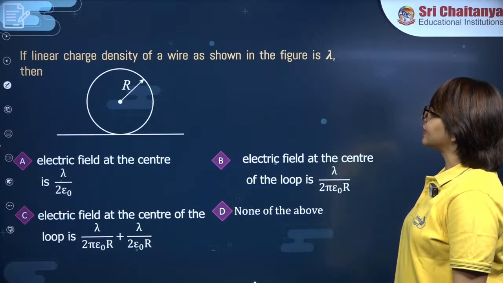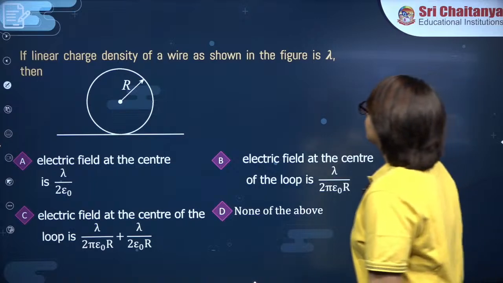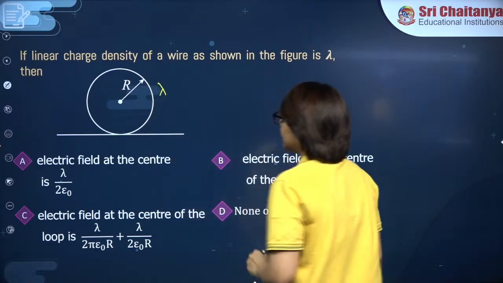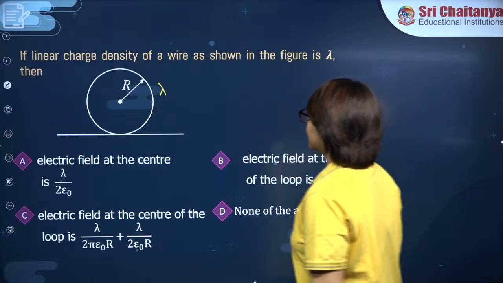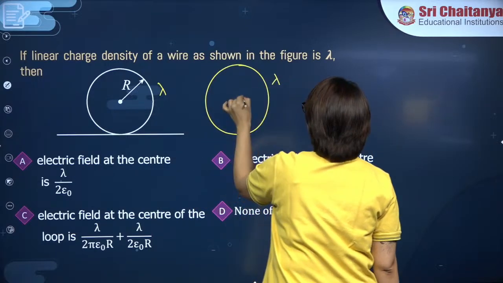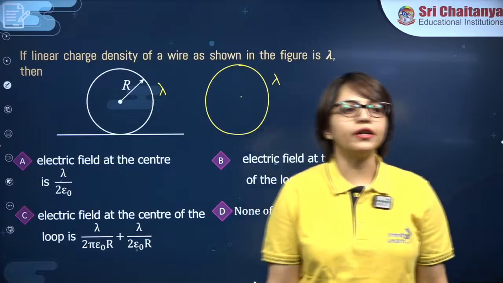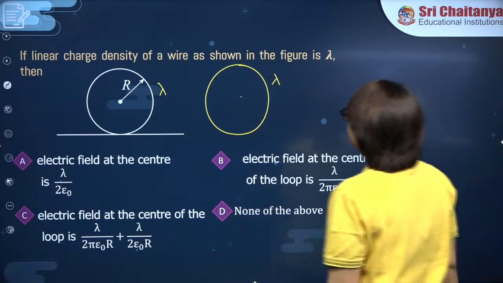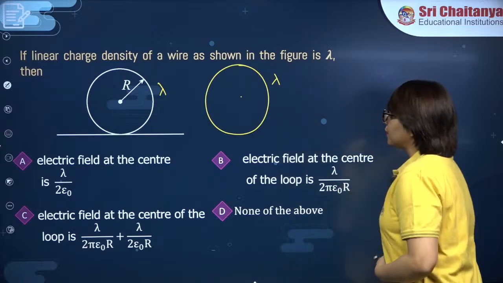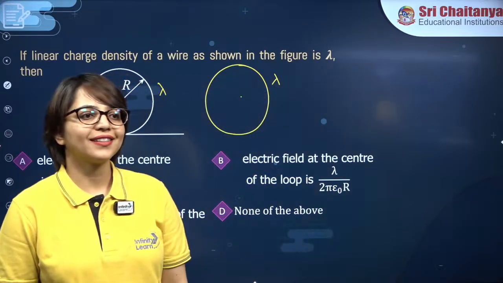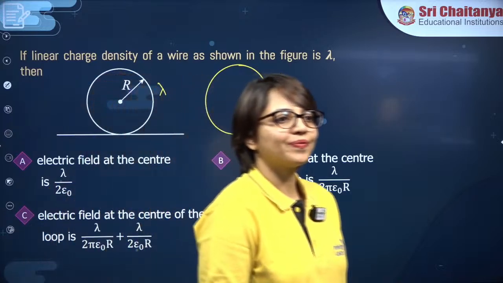If the linear charge density of a wire, shown in the figure over here, is lambda, then the electric field at the center of the wire will be? So this wire is in the form of a circular ring and we have to find the electric field at the center of this ring over here. So what will be the electric field at the center of this ring? Anyone?